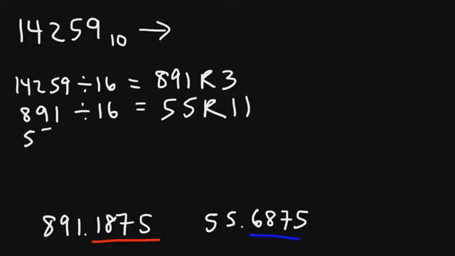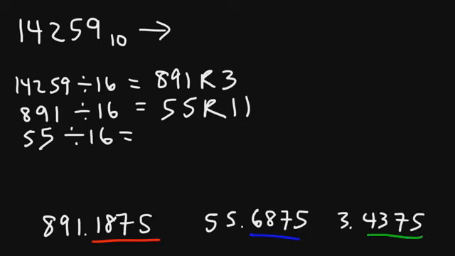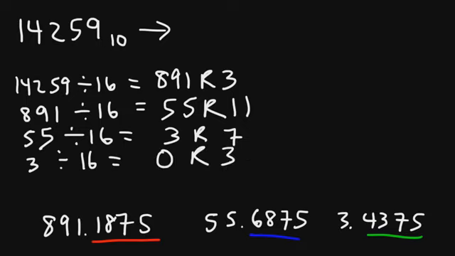And then it's going to be 55 divided by 16, which is 3.4375. So we're going to get 3, and then 0.4375 times 16 is 7. Next, 3 divided by 16. 16 doesn't go into 3. So 16 goes into 3 0 times, with a remainder of 3. And that's where we stop.